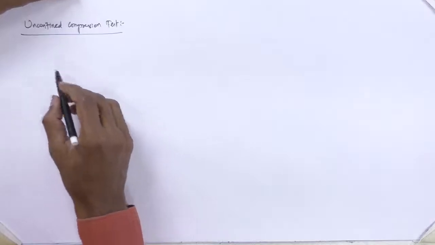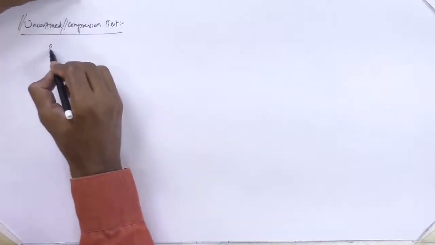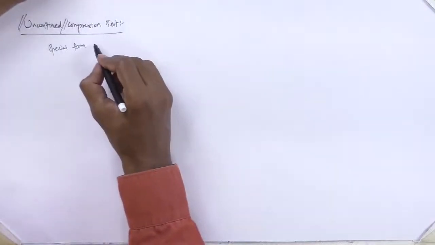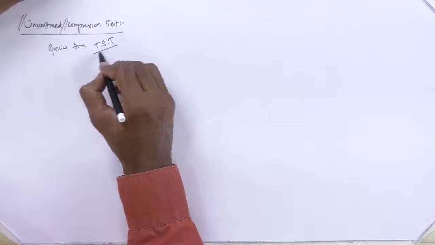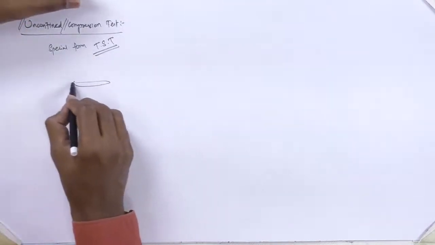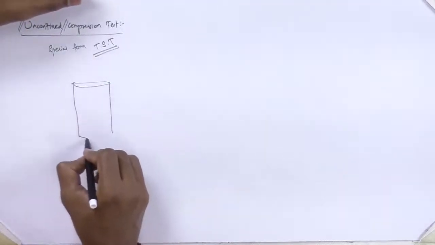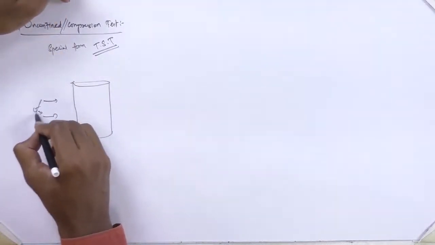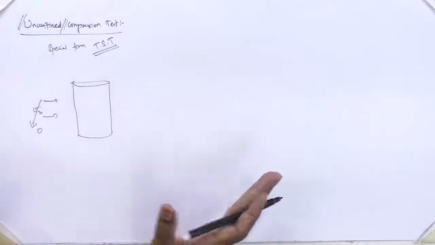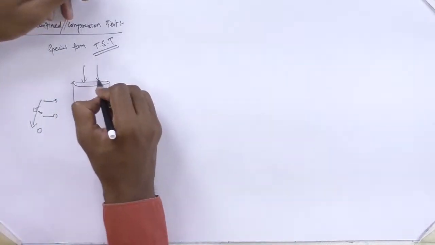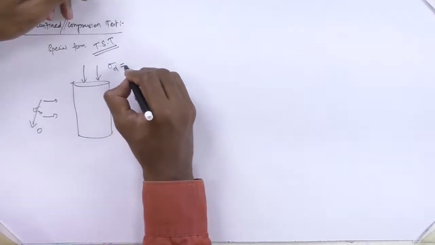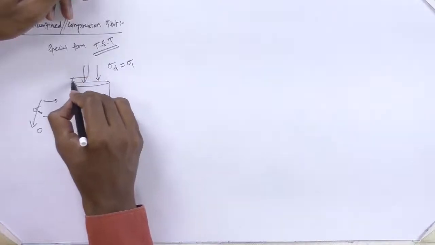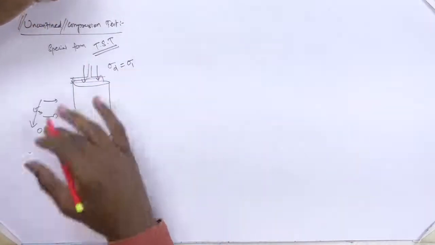Now, the unconfined compression test. It is a special form of the triaxial shear test. In this case you are also going to take an undisturbed soil specimen in a cylindrical shape. Sigma 3 will not be there; you are not going to apply any sigma 3 value. You are just going to give deviatoric stress. Here the deviatoric stress equals sigma 1, and you apply a compressive load. Under this compression the specimen is going to fail.